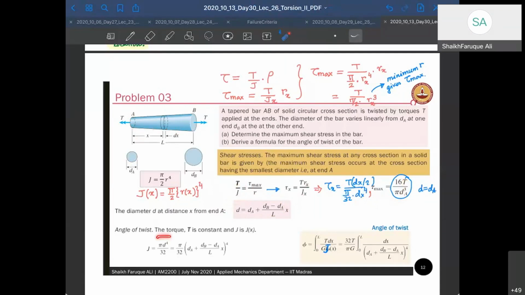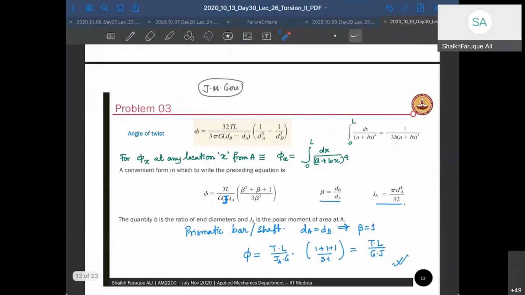Now angle of twist. Now the torque T is constant, but J is a function of x. So you have to use the integral formula as we discussed. So 0 to L, T dx by G Jx. Now Jx will depend on dx. This is your dx. And you can put that formula back here, and you just have to integrate, that's all. And once you integrate, you get phi. That's the formula for phi that you get.